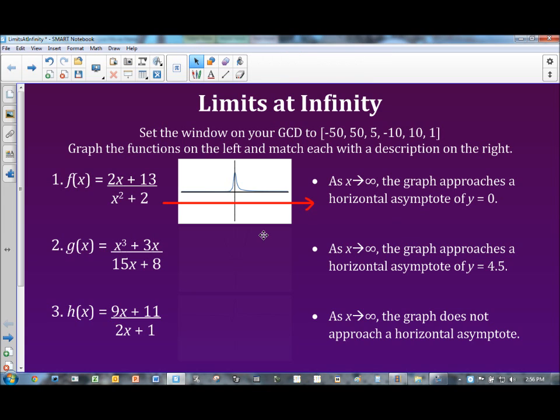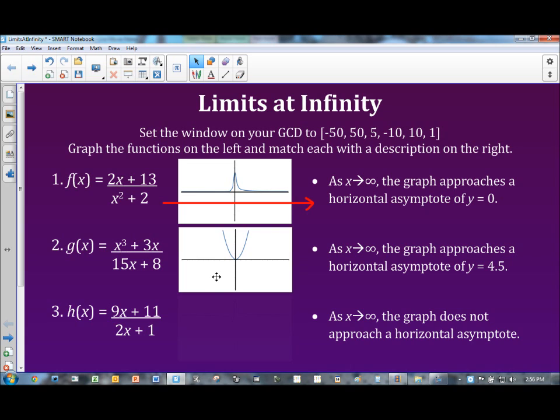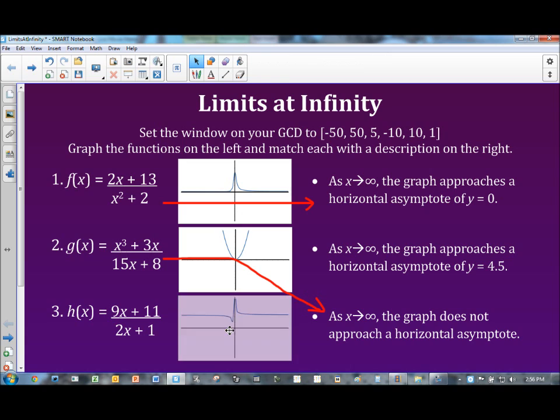All right, let's look at the second one. That's what it looks like. It looks almost like a parabola there. So as the graph goes off to the right, it really doesn't approach a horizontal asymptote at all. So we can say that this graph goes with that description down there. And it's pretty obvious what the last one is going to do. Here's the graph, and you can see that as it goes off to the right, it approaches a horizontal asymptote of y equals 4.5. So that is this one right here.